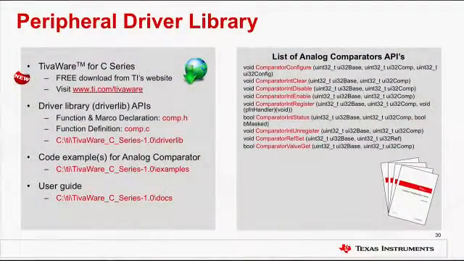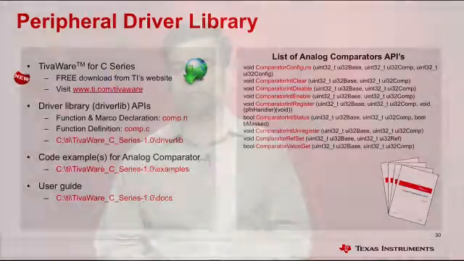The peripheral driver library in Tiva for C series also includes function calls, which we call APIs, which can be used to initialize and configure the analog comparators without having too much knowledge about various registers and bit configuration. More details about these functions, including the description, prototypes, arguments, etc., can be found in the driver lib documentation, which is available in the Tiva for C series. I strongly encourage you to take a look at that before you start using these functions.